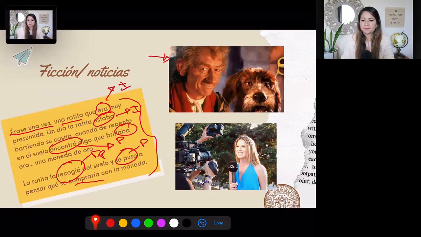So whenever you read stories, fiction stories, or you read the news or watch the news, pay attention to the verbs and the forms that they use. You will see that when they're describing things that were happening, the imperfect will be used. And when they describe things that are viewed as completed, they will use el pretérito.